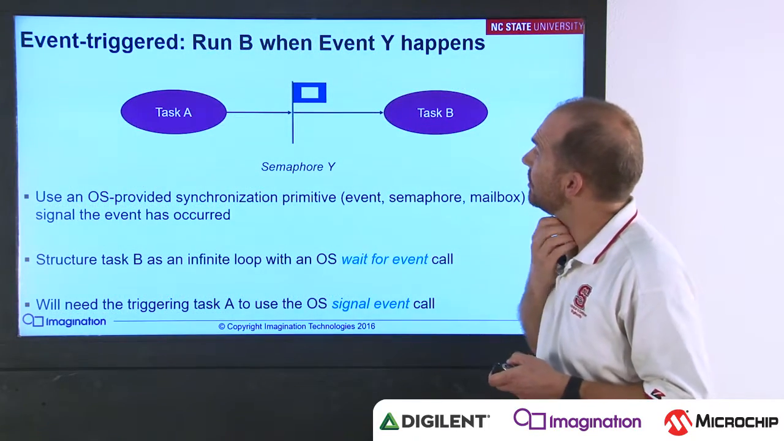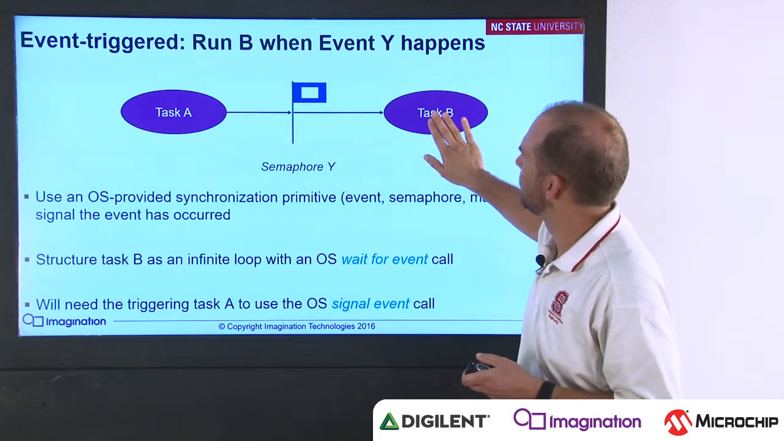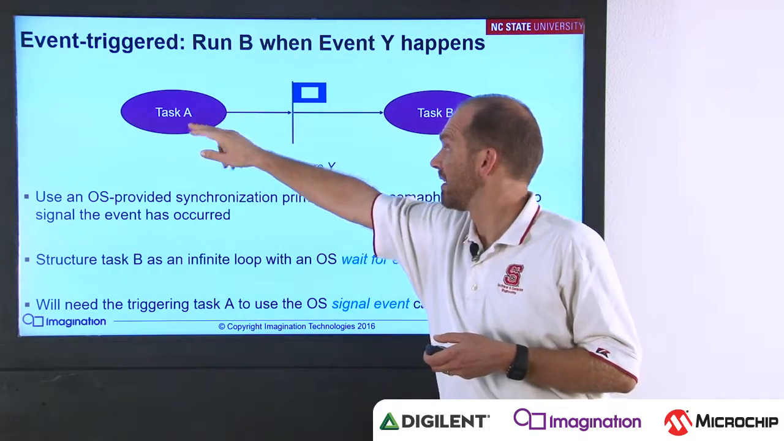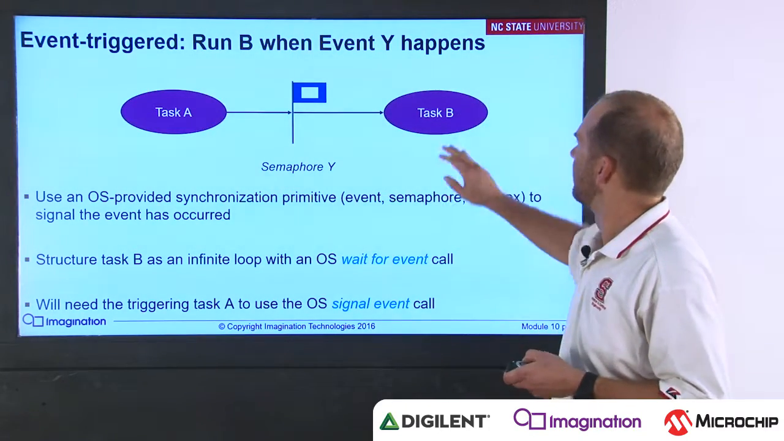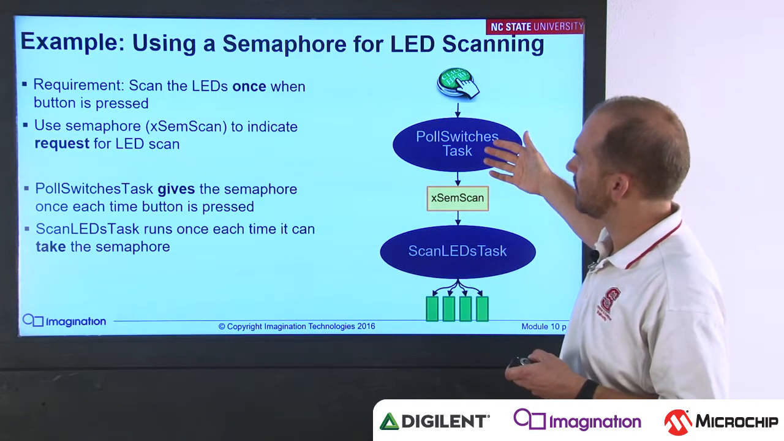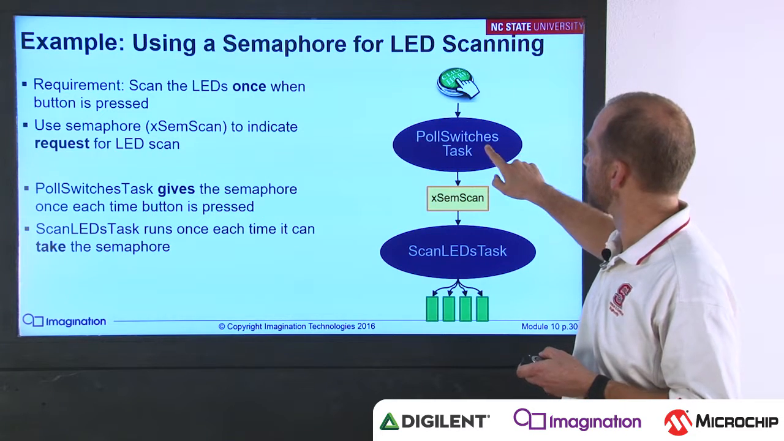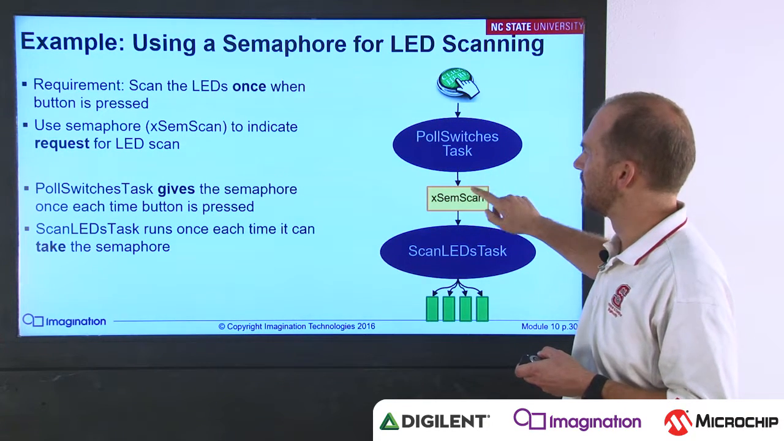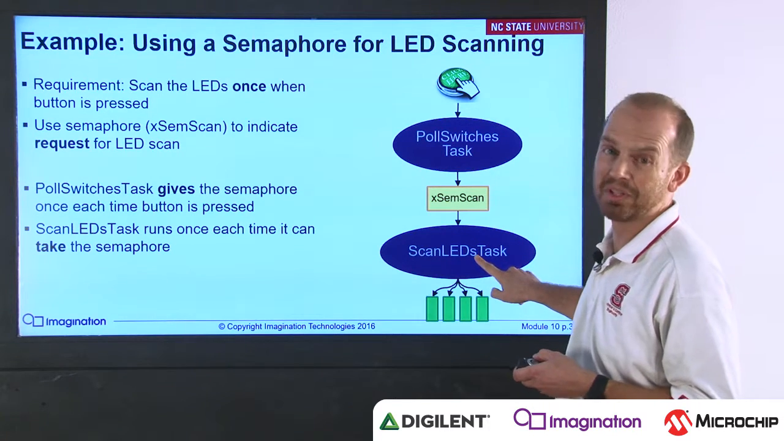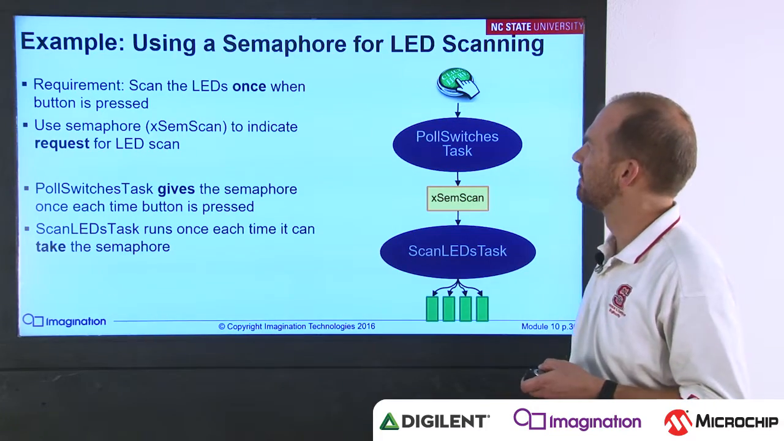We look at how to use event triggering so that we can make a task run when a certain event occurs, and that event is signaled by another task. And we look at examples of using semaphores. So we have an example where pressing the switch is going to cause the poll switches task to signal a semaphore that the scan LEDs task is going to read. So every time you press the switch, the LEDs scan once.